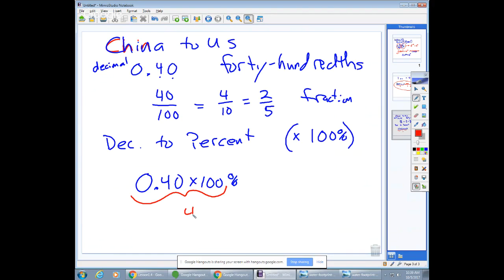40, so that gives me 40%. And some of us are just used to looking at these things and saying, yeah, I know that's 40%, right? 40 out of 100. But sometimes it's worth it to do that calculation. Okay. So let me just give you another example.